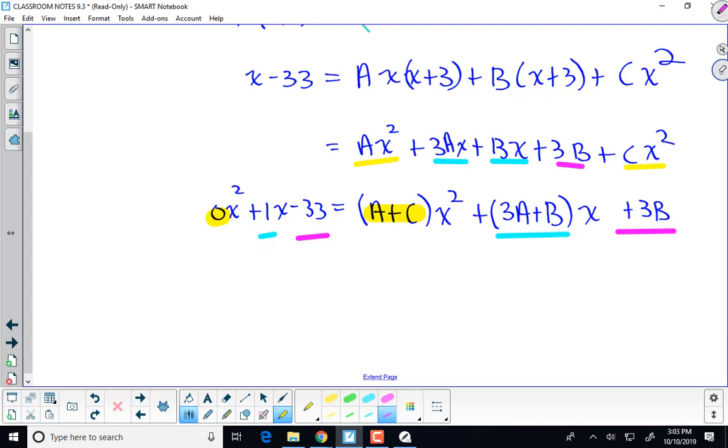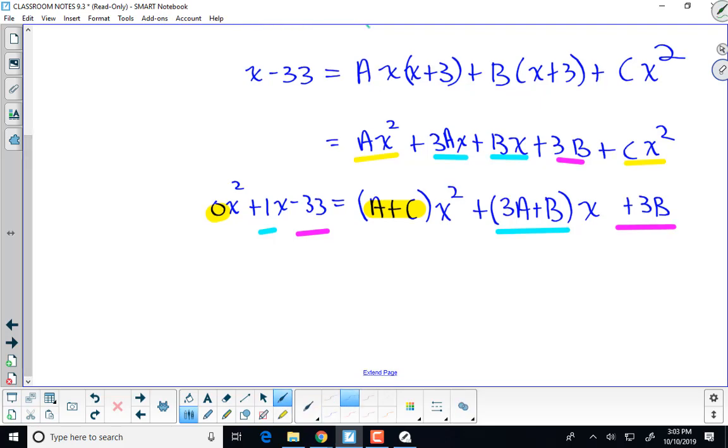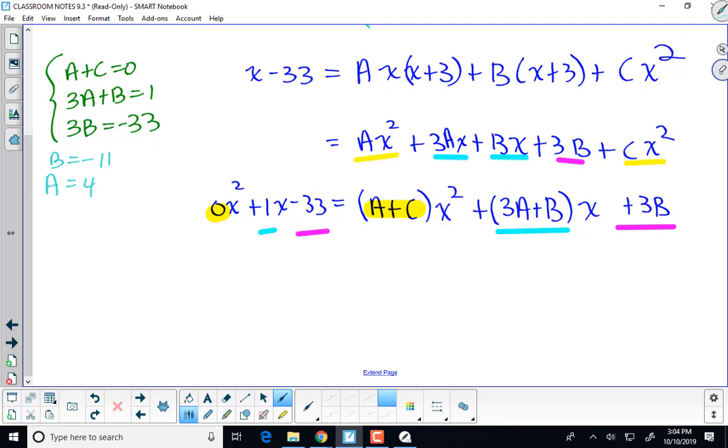Okay, so that gives us a system, and 99% of the time, these systems will be really easy to solve with substitution or elimination. Let's take a look at the system that we get. The system will be a plus c is 0, and 3a plus b is 1, and 3b equals negative 33. So right away, we can solve b to be minus 11. And if b is minus 11, a is 4. And if a is 4, c is minus 4.